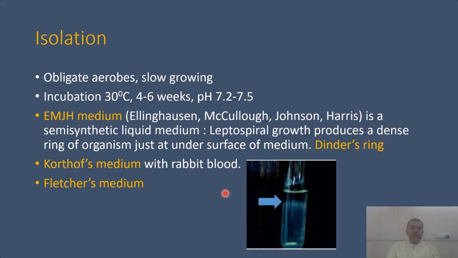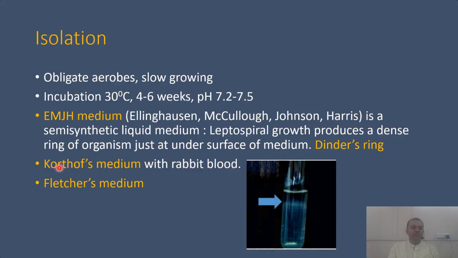And then isolation. Here this leptospira can be isolated in a medium. Treponema pallidum was not able to be isolated in vitro, but leptospira we can isolate in artificial media. They are obligate aerobes and slow growing. The incubation is at 30 degrees Celsius, for 4 to 6 weeks, with pH 7.2 to 7.5. The special medium is the EMJH medium. These three names you must know: EMJH medium, Korthof's medium, and Fletcher's medium.